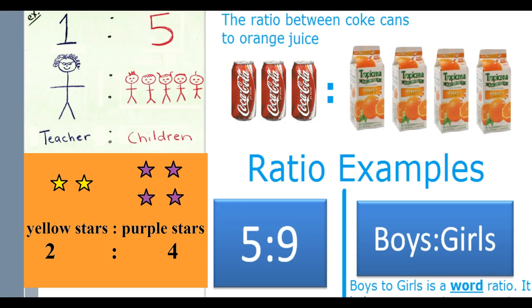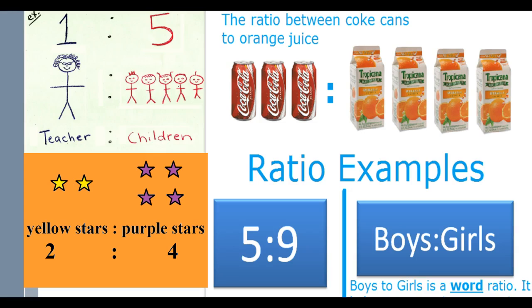As you can see, a ratio can be shown as a picture, or pictographic. For example, look at the picture of the teacher with the children. It can also be used as words: teacher, colon, children, or teacher to children. Or 1 to 5. We always write a 1 to 5 ratio. We also can see that yellow stars to purple stars has a colon in between them. You can do that with words, or you can do that with numbers.